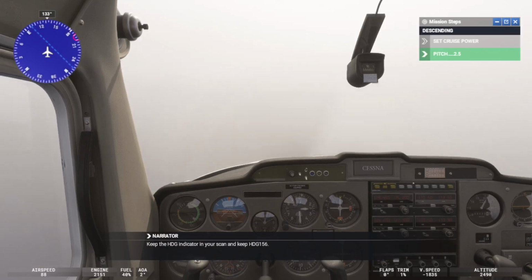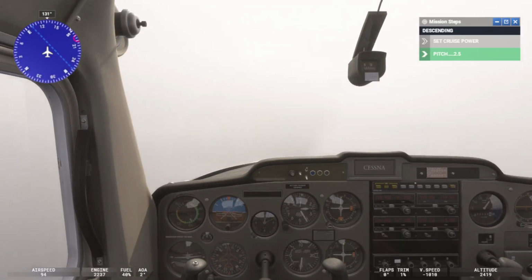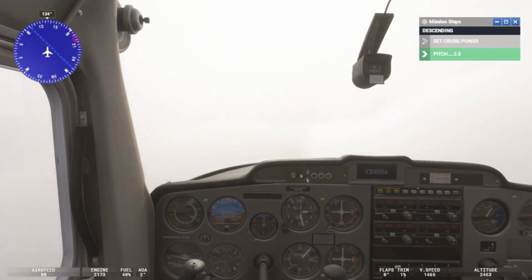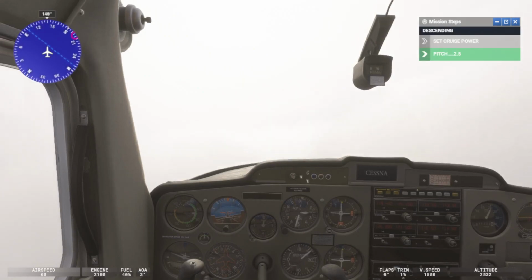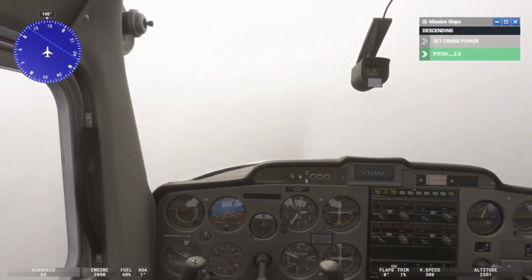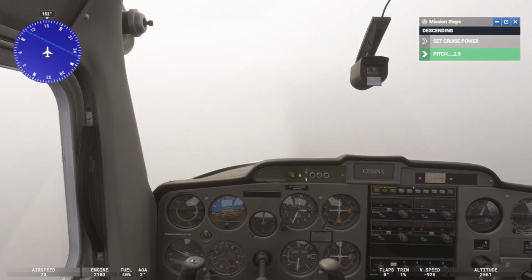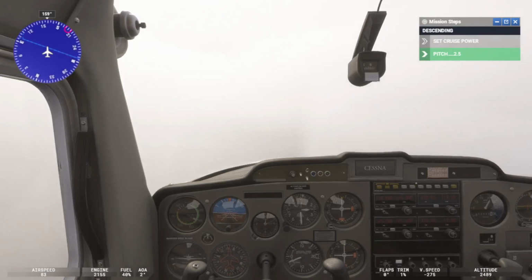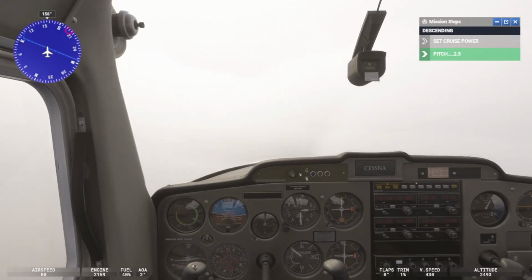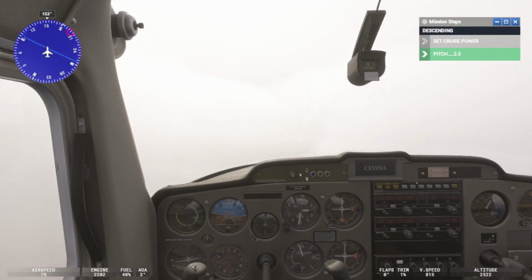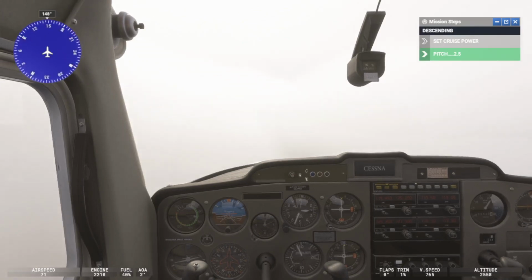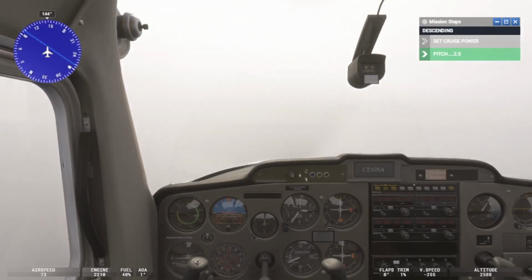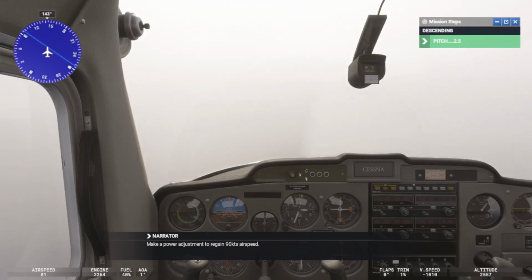Keep the heading indicator in your scan and keep heading 156. Make a power adjustment to regain 90 knots airspeed.